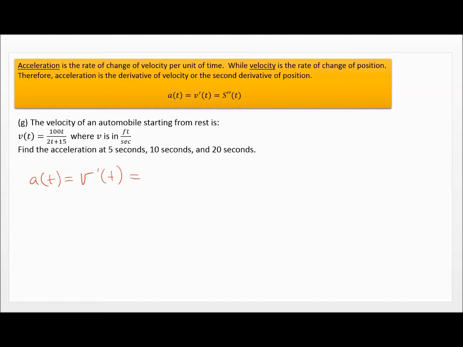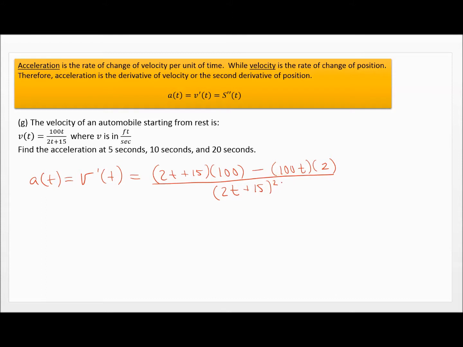So I have low d high, so that's going to be 2t plus 15, and then d high, the derivative of 100t, you know, is 100, minus high, which is 100t, and then d low, the derivative of the denominator, is going to be 2 times 1 plus 0, which is 2. Is everybody okay with that? I hope you are. I'm not writing out every single little step over the denominator squared, so that's 2t plus 15 all squared.